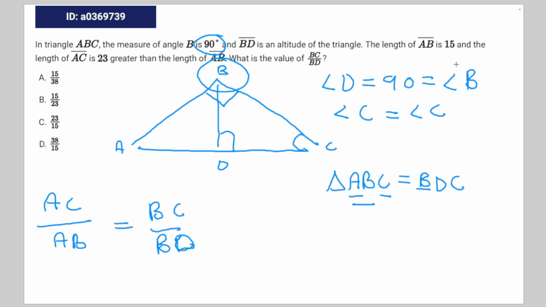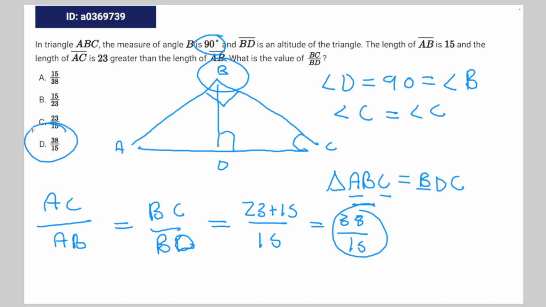And we're given that AB is 15, so that's going to be over 15. We're given that AC is 23 greater than the length of AB. So that's going to be 23 plus 15, which is equal to 38 over 15. And therefore D is the correct answer.